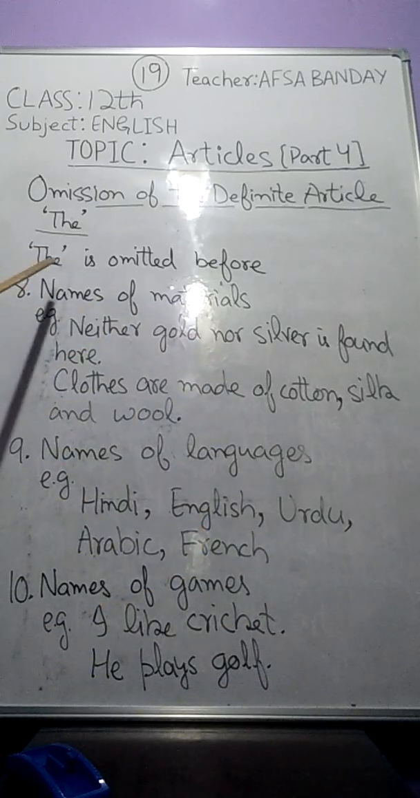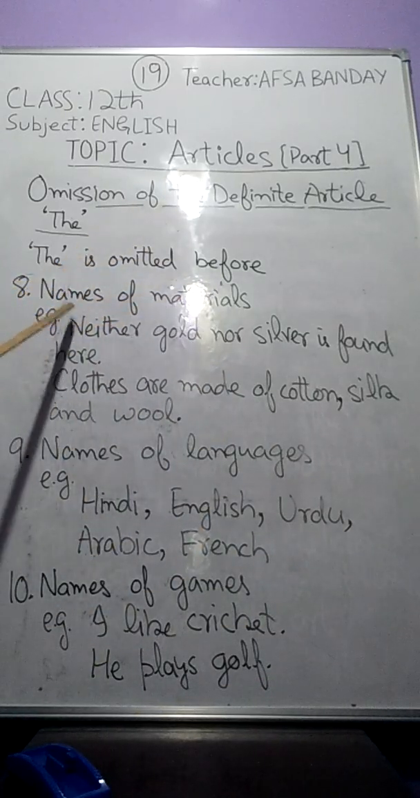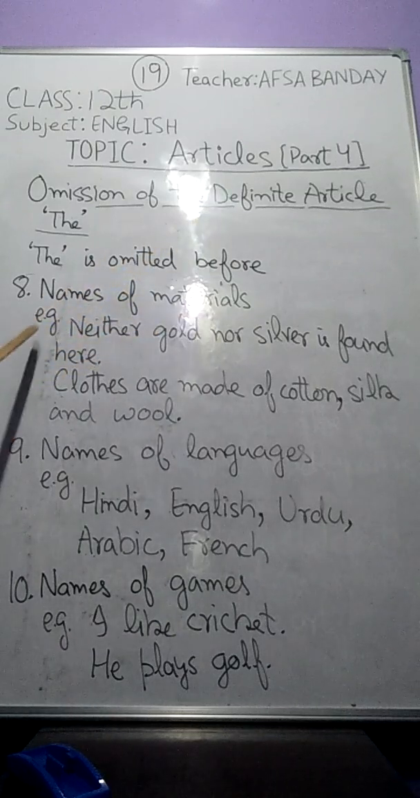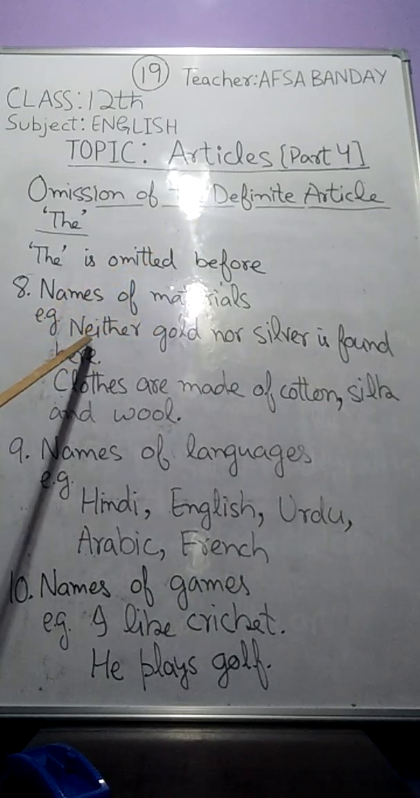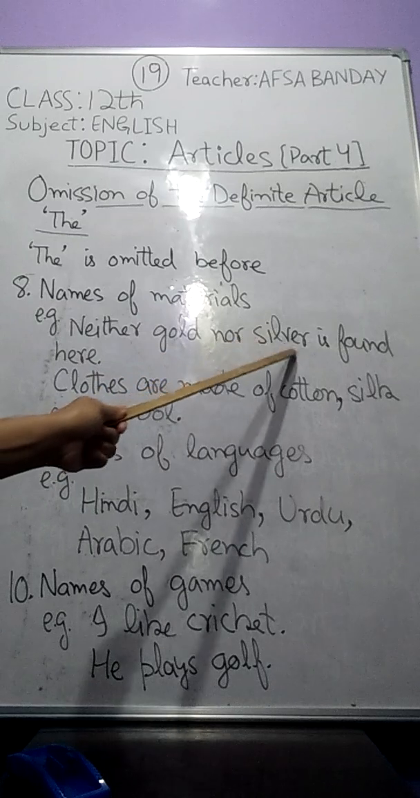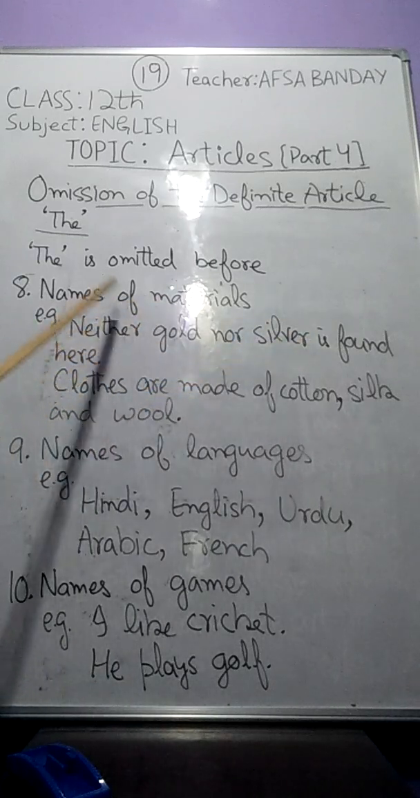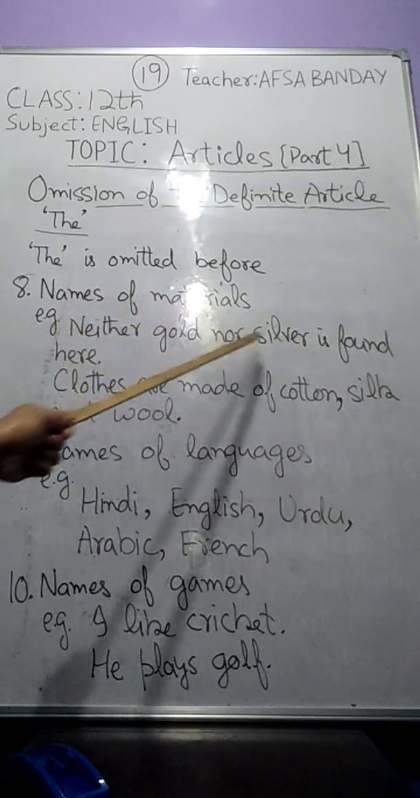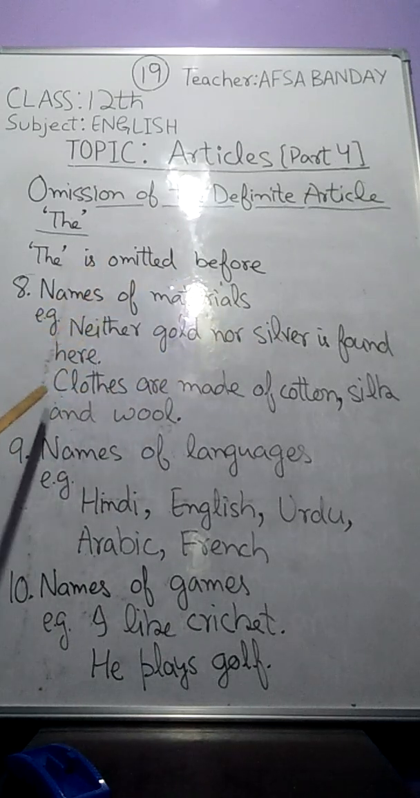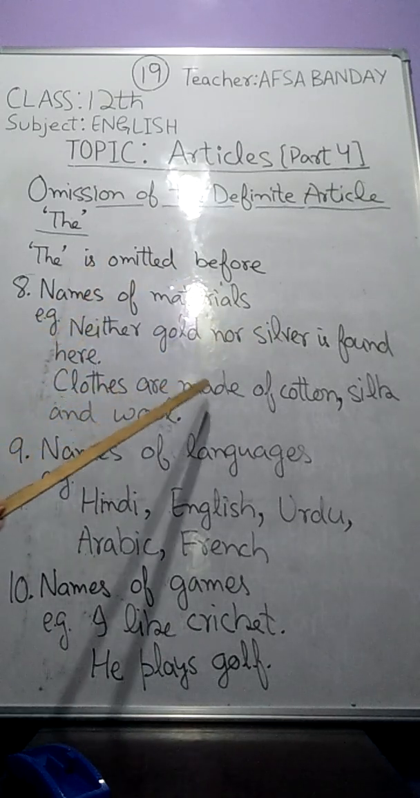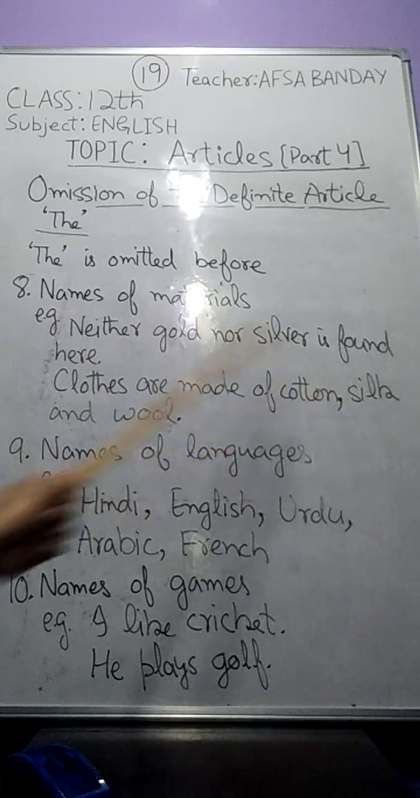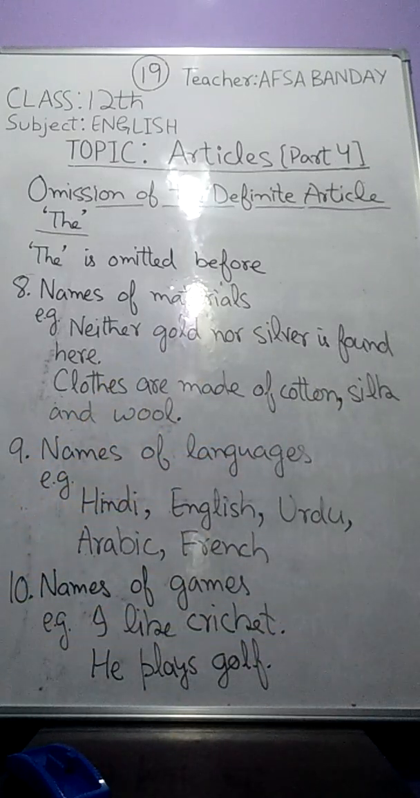Number 8: "the" is omitted before names of materials. For example, we say neither gold nor silver is found here. So with neither gold nor silver have we used "the". Similarly, we say clothes are made of cotton, silk, and wool. We don't say the cotton, the silk, and the wool.